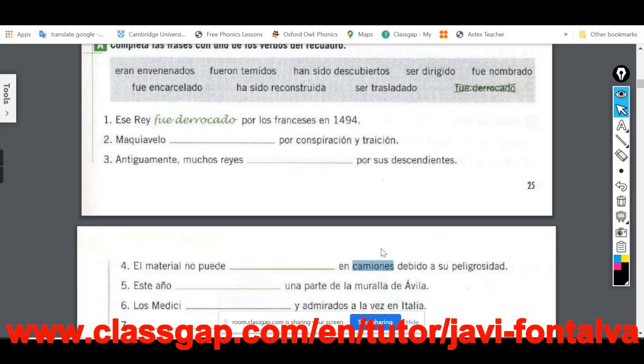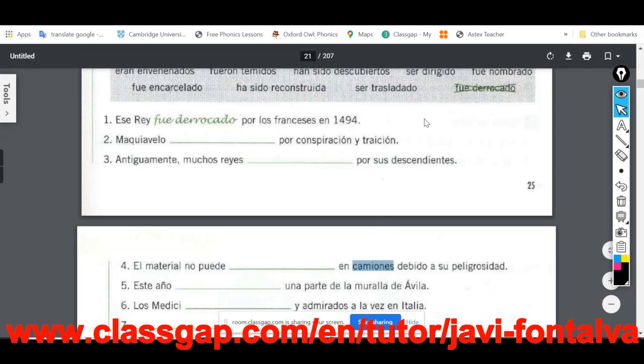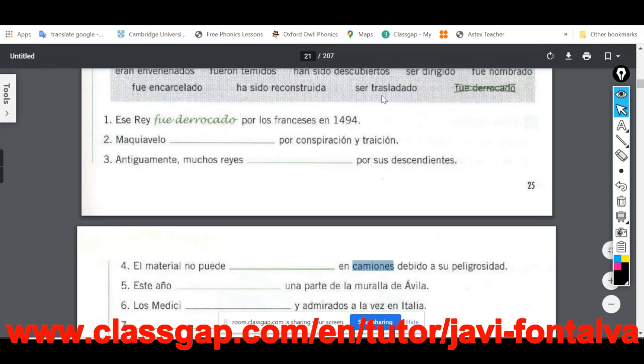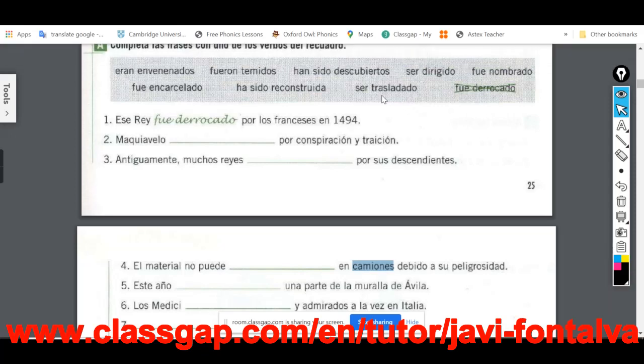You move, and this is multiple trucks, kind of. So let's take a look at these verbs. Is there any verb related to moving? Well, reconstruir is constructing, kind of. Exactly, so it's not that one. What is trasladado? Move, like translating? It looks like translate, doesn't it?